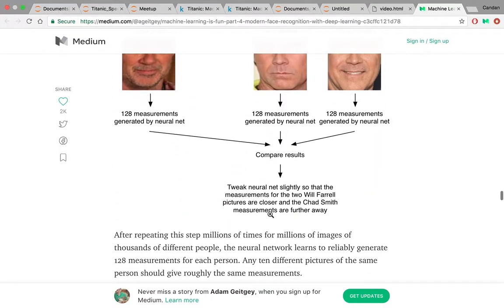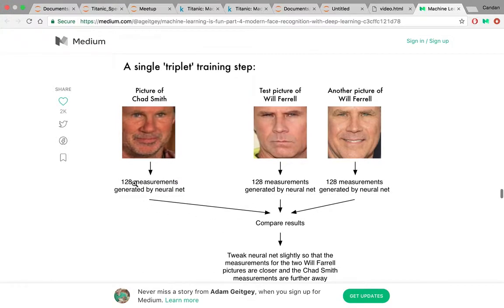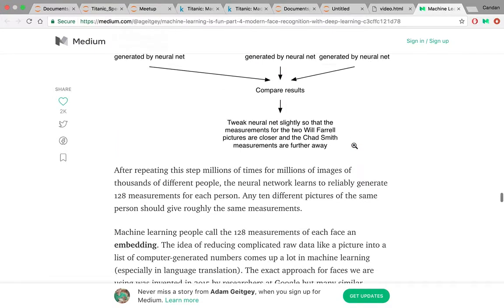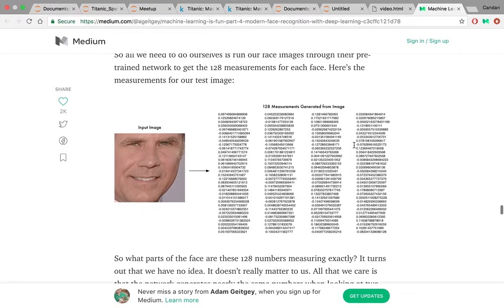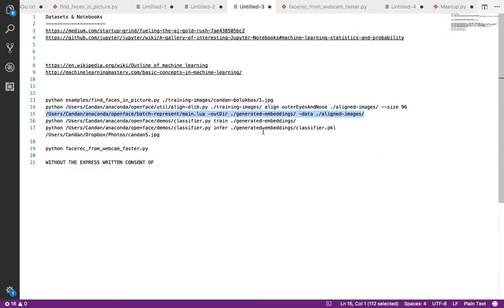But here, I have 128 measurements, and I learned that these are the 128 points of Will Ferrell, and this is another one. They are supposed to be similar to each other if you are talking about the same person. And then we will put them in some model. So this is your model. Remember, we were trying to come up with the numbers. This is the numbers. I did this for you, and I will share these comments with you guys.